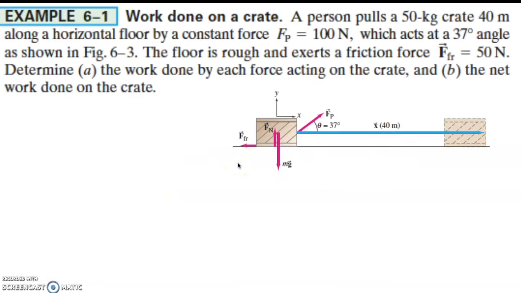Work done on a crate. A person pulls a 50-kilogram crate 40 meters along a horizontal floor by a constant force of 100 newtons, which acts at a 37-degree angle. The floor is rough and exerts a frictional force of 50 newtons. We want to determine the work done by each force acting on the crate and the net work done on the crate. Do it now.